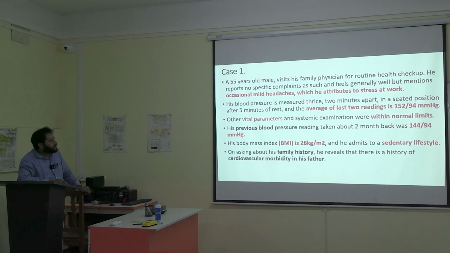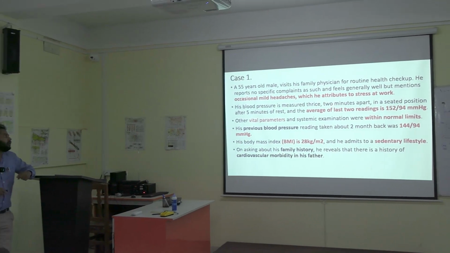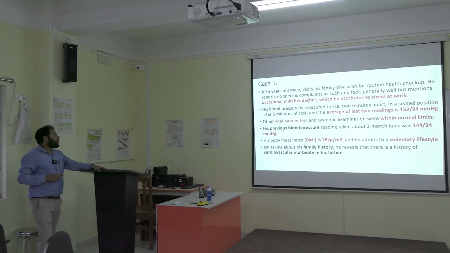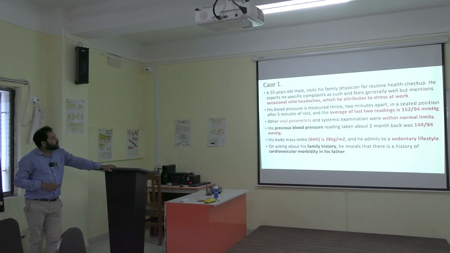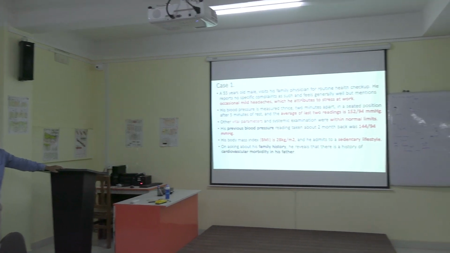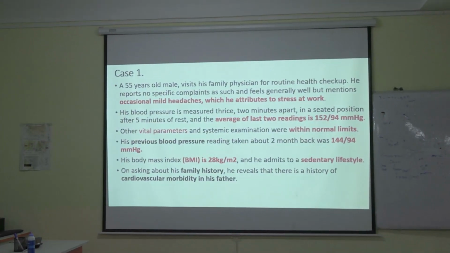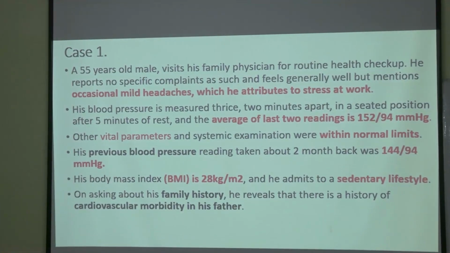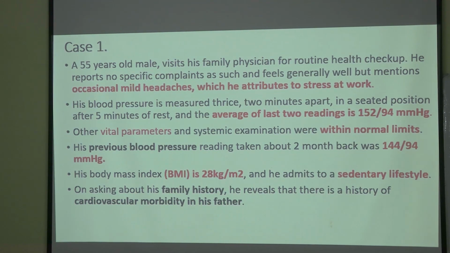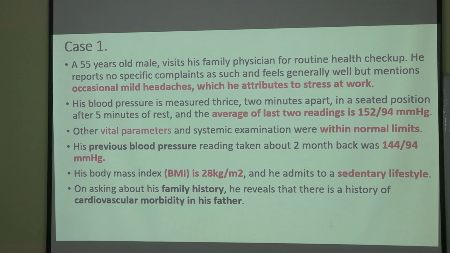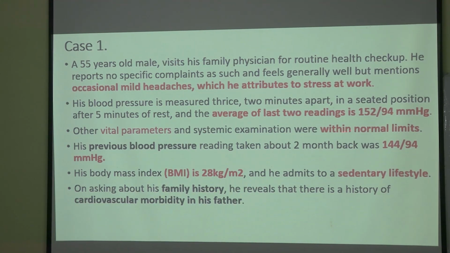His blood pressure is measured twice, with a gap of around 2 minutes between the measurements. After 5 minutes of rest, the average reading of blood pressure is taken. So what is the average reading? It is around 152, that is systolic blood pressure, and 94 millimeter mercury, that is diastolic blood pressure. At the same time, different vital parameters are also examined along with the systemic examination. All these examinations are within the normal limits.